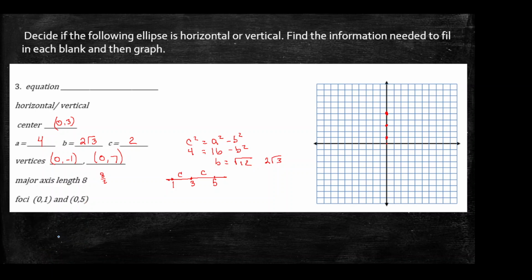And so those points, let's go ahead and do a different color just to liven this up a bit here. So going up to -1 and 7. 1, 2, 3, 4, 5, 6, 7. And my B value, again, that 2 radical 3 is 3.46. So let's call that 3.5, right? So 3.5 from here. So 1, 2, 3 and a little. 1, 2, 3 and a little. This is almost a circle, not quite.